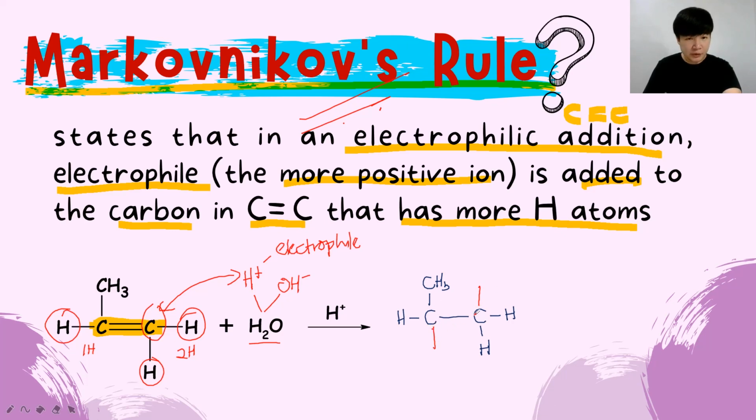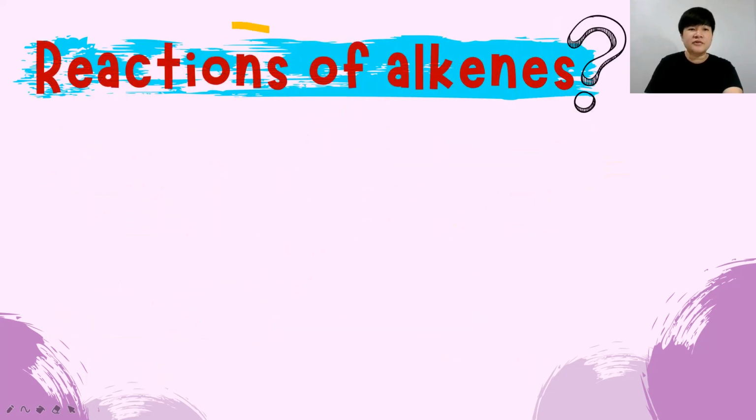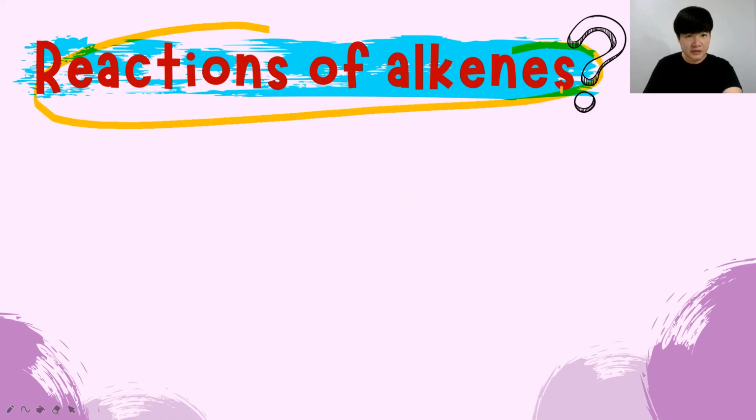But who will be going in? The electrophile H plus will be going into the carbon that has more hydrogen. Therefore, the OH minus will automatically go into the other carbon. And that is what Markovnikov is trying to say. Simple, easy. So always remember, the electrophile will be going into the carbon that has more hydrogen in the carbon-carbon double bond. Simple. Let's move into the reactions of alkenes.